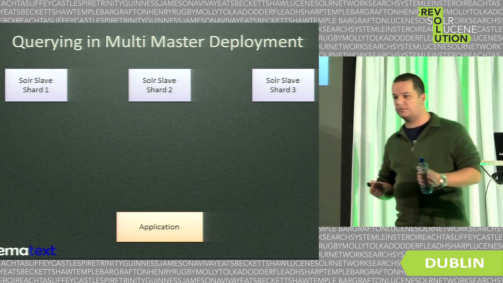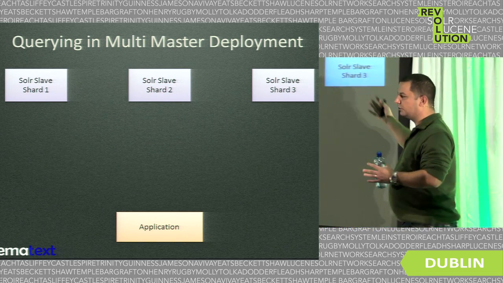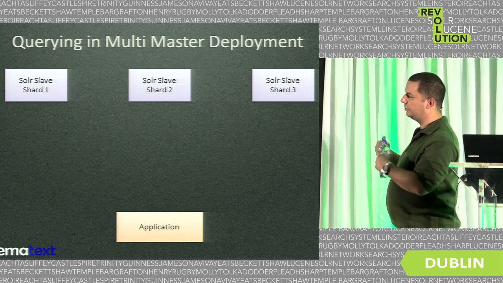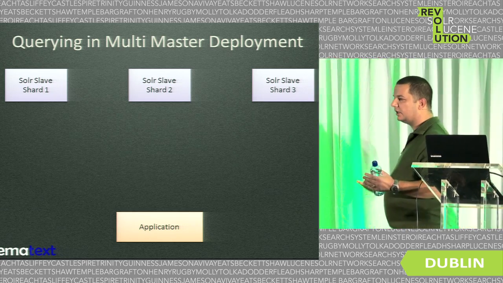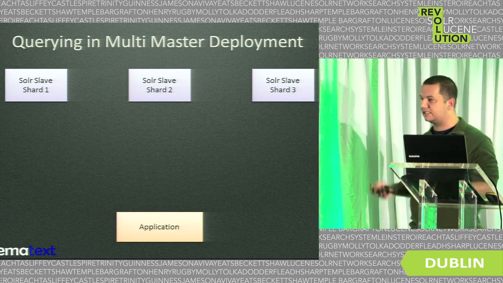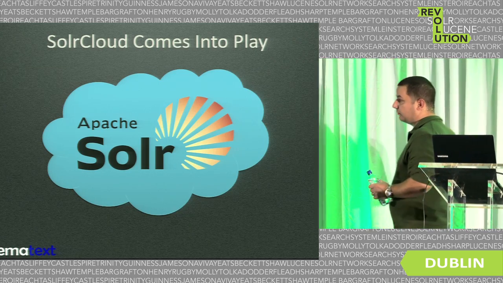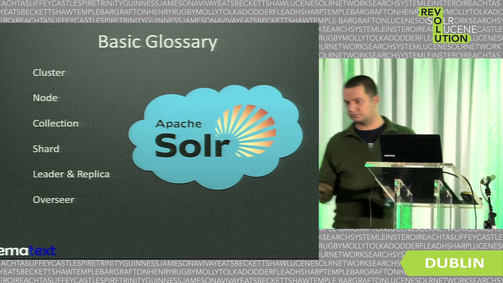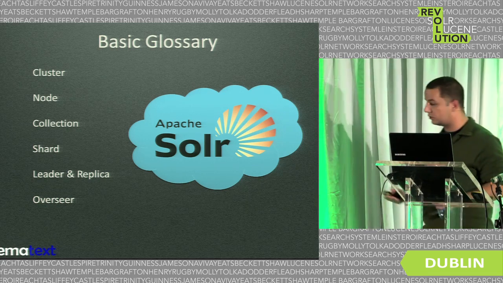But what if you have multiple masters and multiple shards? It was problematic because you had to know which shard to query. You had to distribute it evenly, so as not to stress out a single server and things like that. And that's why SolrCloud comes into play. Before we go into specifics, let me give you some basic glossary about SolrCloud.